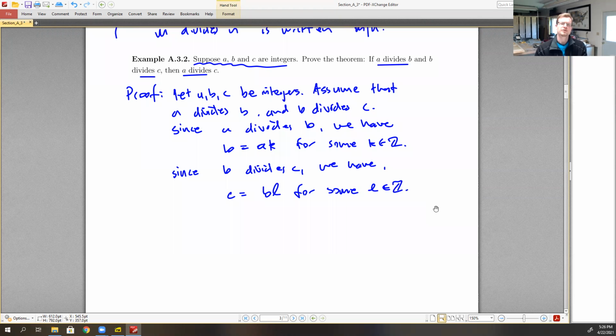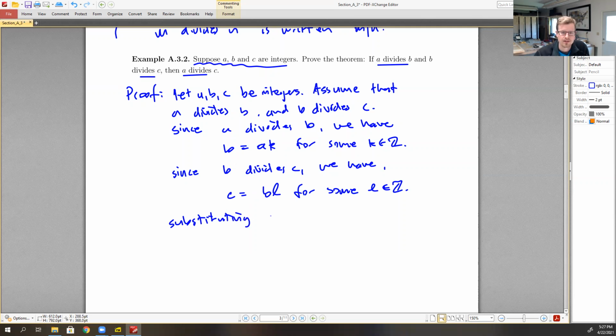Excellent. So I have a way that I can represent B. I have a way that I can represent C. And what good does that do us? Well, I want to show that A divides C. So I want to write that C is equal to some multiple of A. Well, I don't have A here, but B can be written in terms of A, so I just make that substitution.